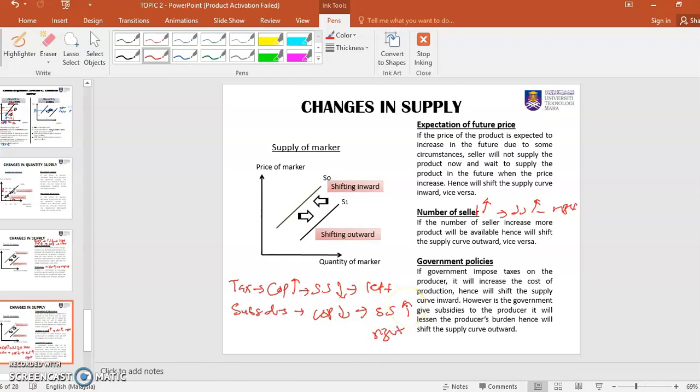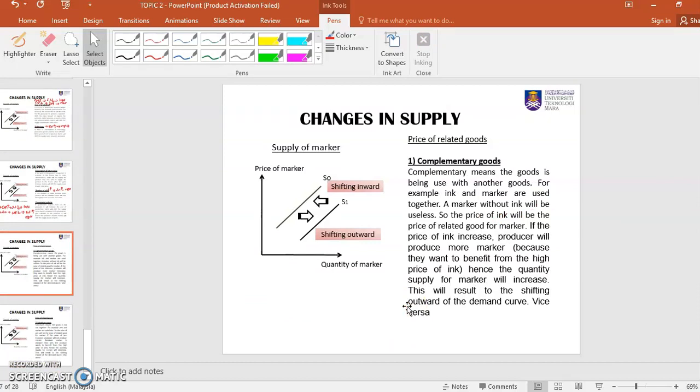Okay, boleh. Okay, next is complementary good. Price of related good ada dua. Okay, complementary means the good being used with another goods. Okay, for example, kat sini ink and marker lah, are used together. Okay, contohnya you as a seller. As a seller tadi, contohnya you jual pen. Bila jual pen, okay, contohnya when price of marker increase, quantity of supply of marker also increase kan, betul tak? Okay, so supply of ink also increase. So supply curve shift to the right.